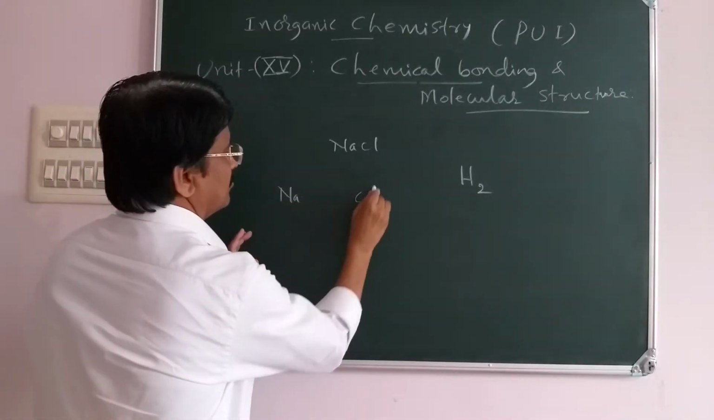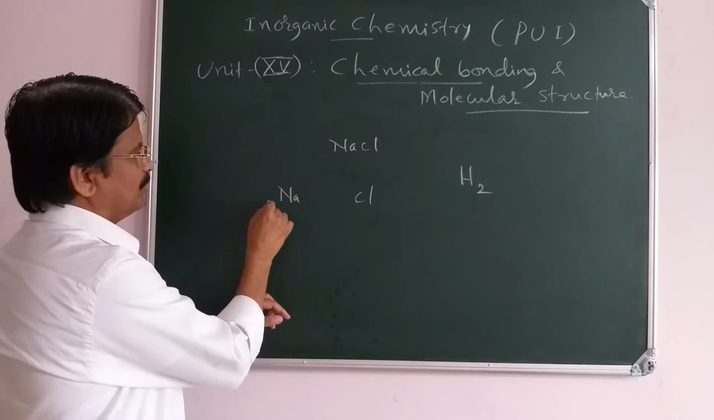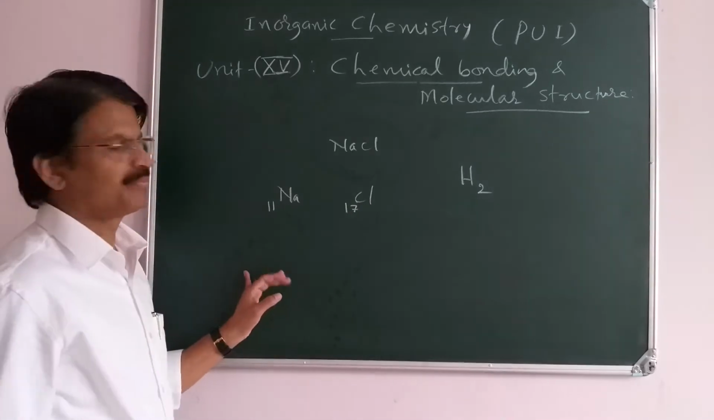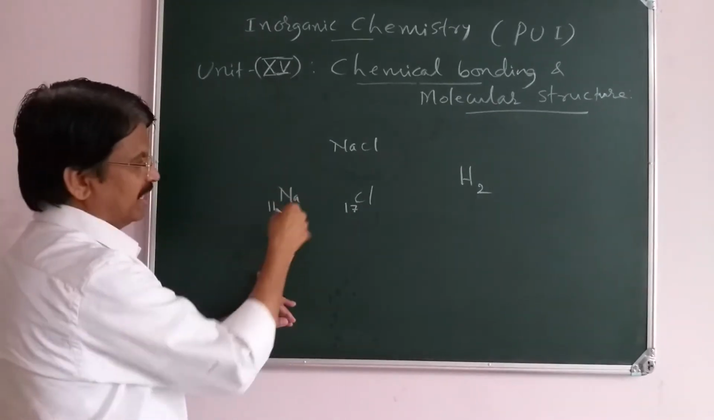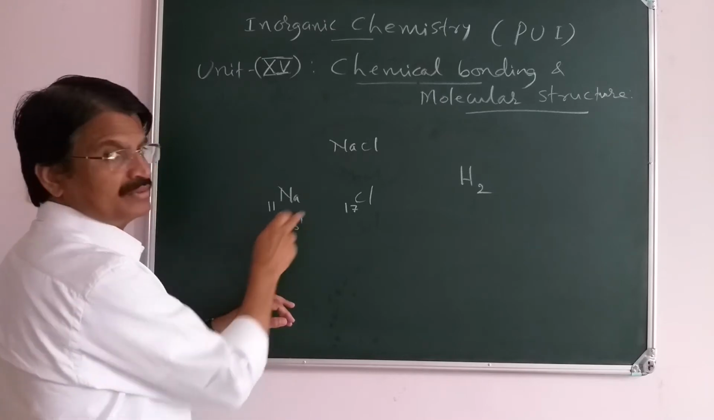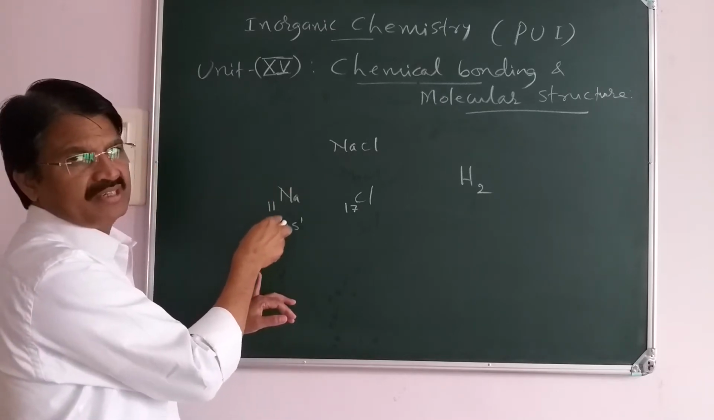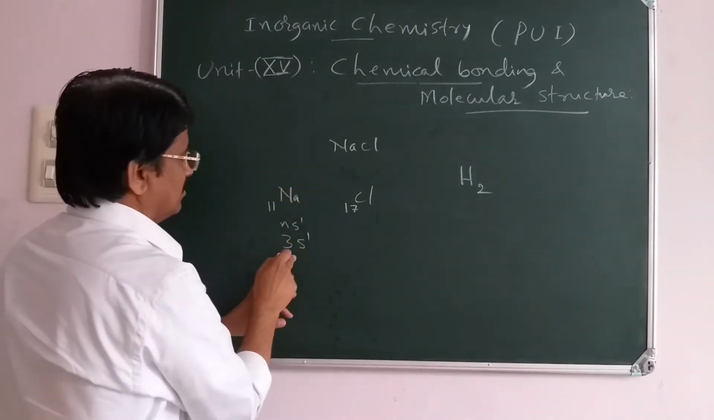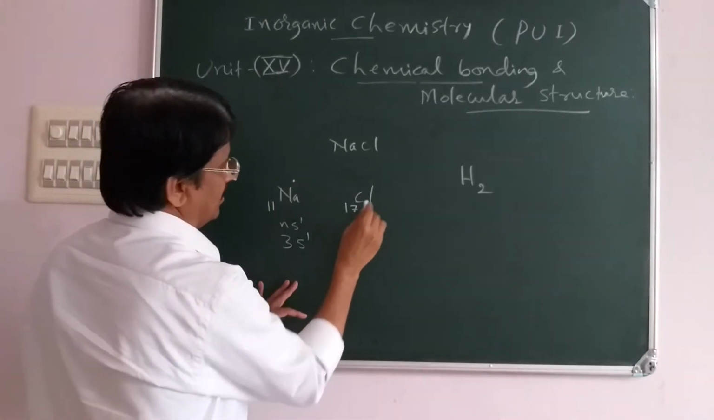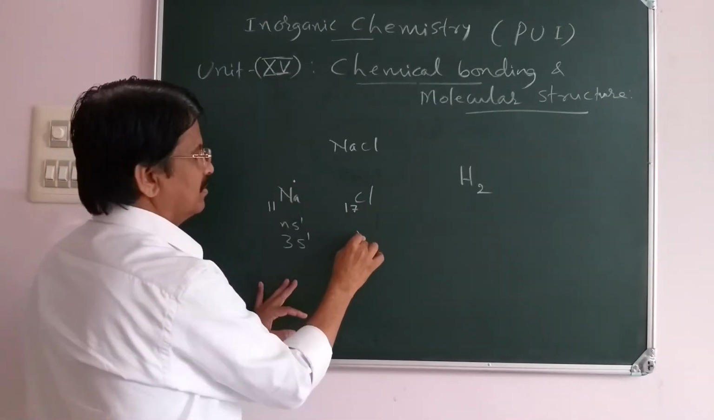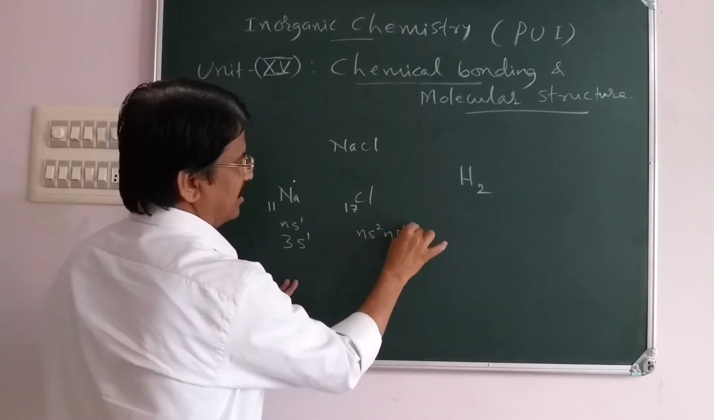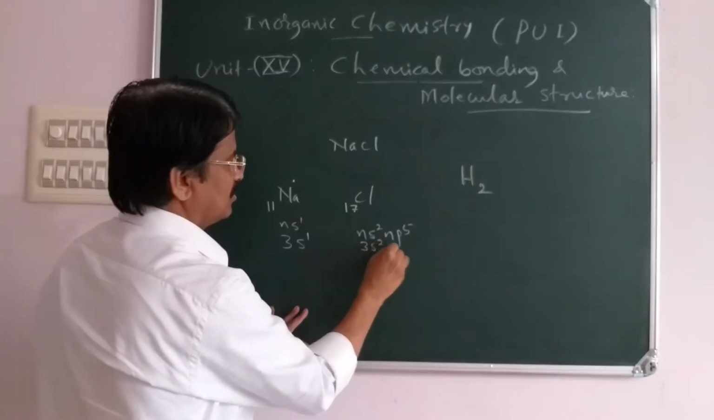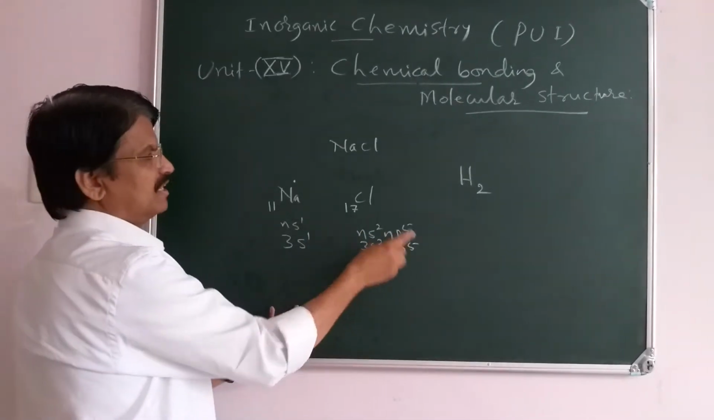Sodium atom, chlorine atom. Atomic number of sodium is 11 and chlorine is 17. And the outer electrons, valence electron ns1, because sodium is 1s2, 2s2, 2p6, 3s1. This is 3s1. Therefore, it has only 1 valence electron. And here, 17: ns2 np5, 1s2, 2s2, 2p6, 10 electrons, 3s2, 3p5. Therefore, valence electrons are 7.